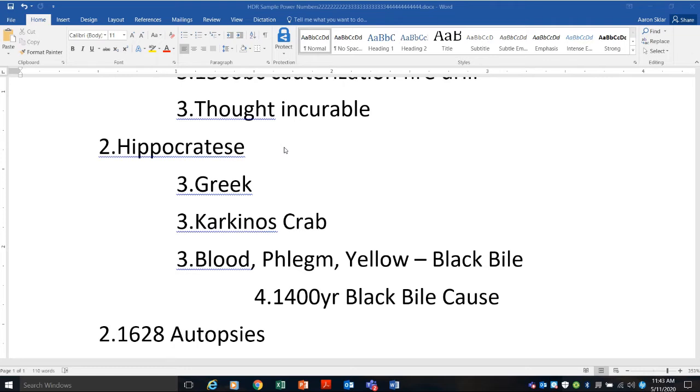He came up with the name cancer based on karkinos, which is the Greek word meaning crab, because he thought tumors look like crabs, and that he believed the body was made up of 4 fluids: blood, phlegm, yellow, and black bile. Now, even more detail I want in that number 3 was that for 1400 years after Hippocrates, they believed that cancer was caused by a buildup of black bile in the body.